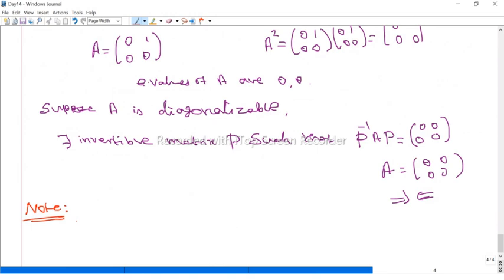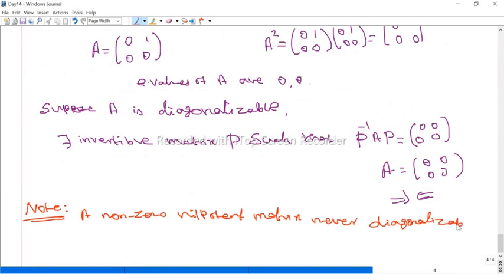A nilpotent matrix is diagonalizable only when the matrix is 0. A non-zero nilpotent matrix is never diagonalizable. Suppose a nilpotent matrix is diagonalizable, then the matrix should be 0. That is a very important point. Why? Because finally you will get a 0 matrix.